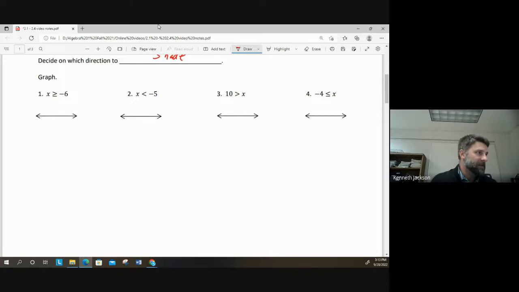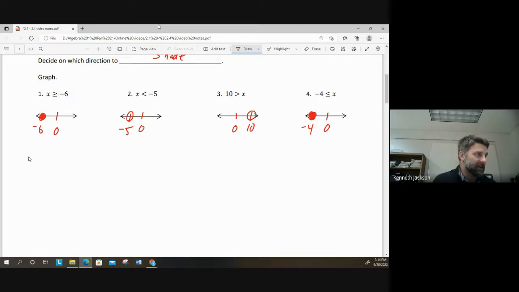So a couple of examples. On number 1, it says x is greater than or equal to -6. So on my number line, I put 0 and -6. On number 2, 0 and -5. On number 3, 0 and +10, 10 being to the right of 0. And on number 4, 0 and -4. Okay, easy enough. Then I look at my inequality. On number 1, greater than or equal to means I have a closed circle. On number 2, less than means I have an open circle. Greater than means I have an open circle. And you could say less than or equal to means I have a closed circle. Okay, those are my circles.